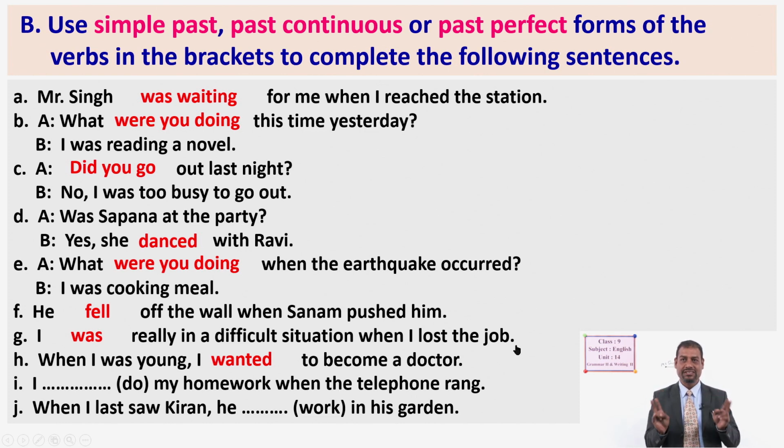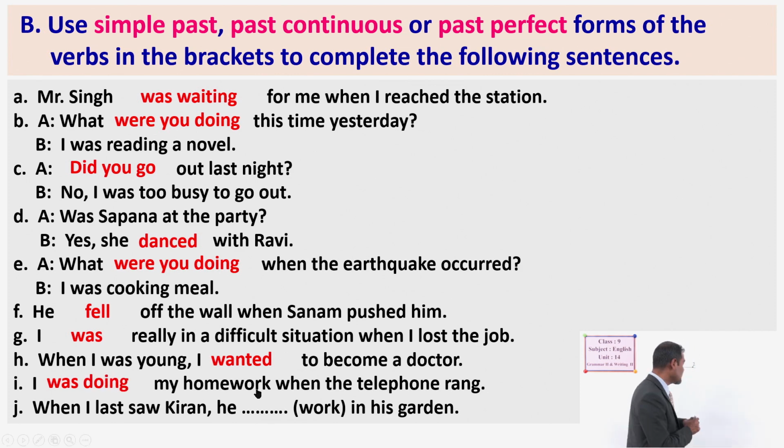Now again we have two situations. One thing, doing homework, another thing, the telephone rang. So it means that the person had already started doing homework and it was continuing. At the same time, another action happened, the ringing of the phone bell. So what is the correct option here? Do, was doing, had done. Which one is correct? Once again, all of you tell me loudly. Yes, it is: I was doing my homework.